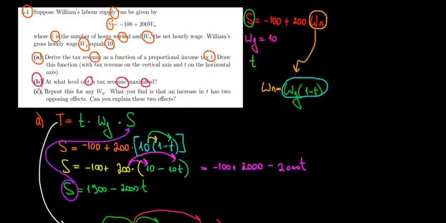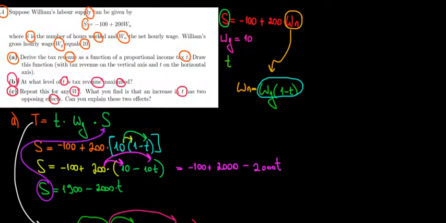So in part C, we want to calculate the tax revenue as a function of the proportional tax for any gross wage, and we'll see that increasing the proportional tax has two opposing effects. How can we explain that? Okay, so first things first, we're going to write the tax revenue as a function of a general gross wage, not the gross wage when it's equal to 10, but a general one. So let's do it over here.